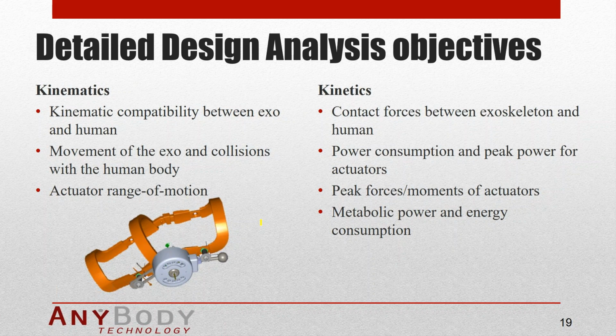We can split the issues up into kinematics and kinetics. And among the kinematics issues are kinematic compatibility. And I'll talk about that in just a second, so I won't go much into that now. It's also the possibility of collisions between the exoskeleton and the human body. And it is also a simple thing like figuring out what actually has to be the range of motion of the actuators in the model. Of course, if the actuators turn out to have not enough range of motion, then you will end up with an exoskeleton that actually constrains the motion that people can do. You probably don't want to do that.